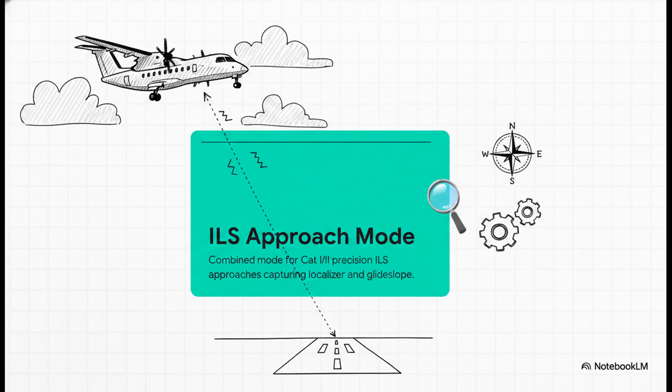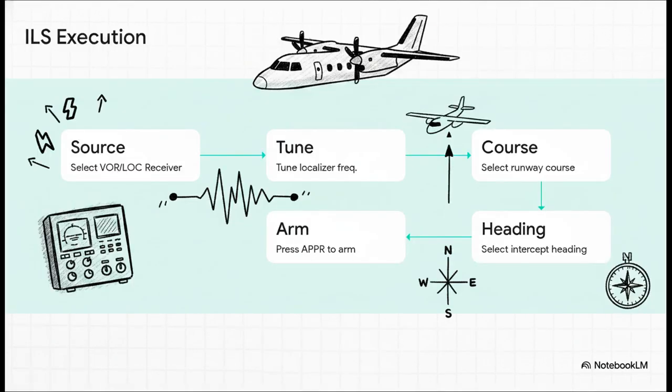It captures the localizer for your lateral alignment and simultaneously tracks the glide slope for your vertical descent, all in one smooth, automated sequence. Pay close attention here, because executing the ILS approach mirrors the VOR sequence we talked about earlier almost perfectly. First, S for source, select your VOR/lock receiver. Next, T for tune. You tune the localizer frequency. But notice this, the system automatically pulls the corresponding glide slope frequency for you. Basically, tune the localizer, get the glide slope for free.